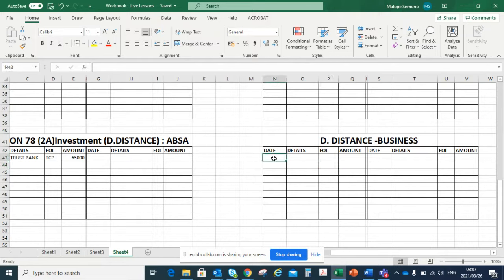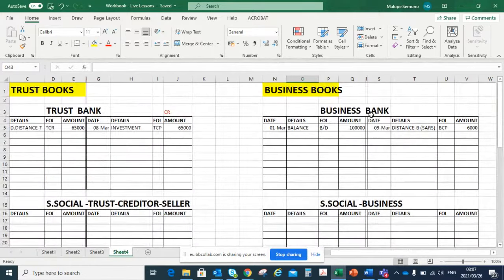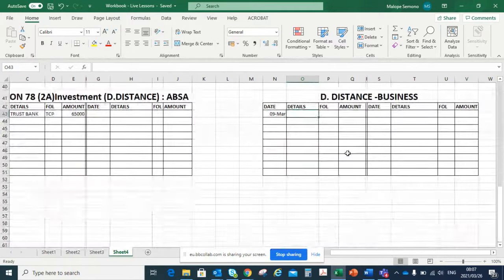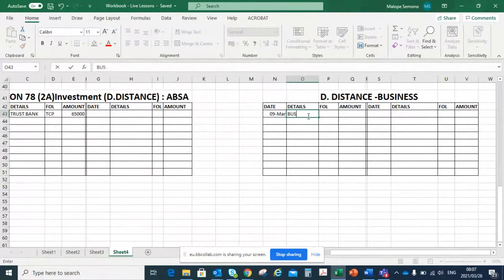So I must come here, it was on the what? On the 9th, if I'm not mistaken, 9th of March. And then remember, that is the amount that I recorded there. So business bank account. Can you see? I'll write business bank. It comes from the business bank. And obviously I'm gonna say business cash payment. And then obviously 6,000. Can you see this makes sense? So remember, distance owes me. So let me just write it.